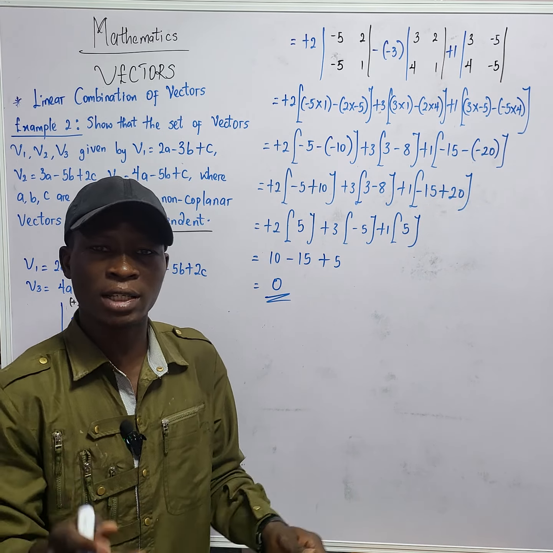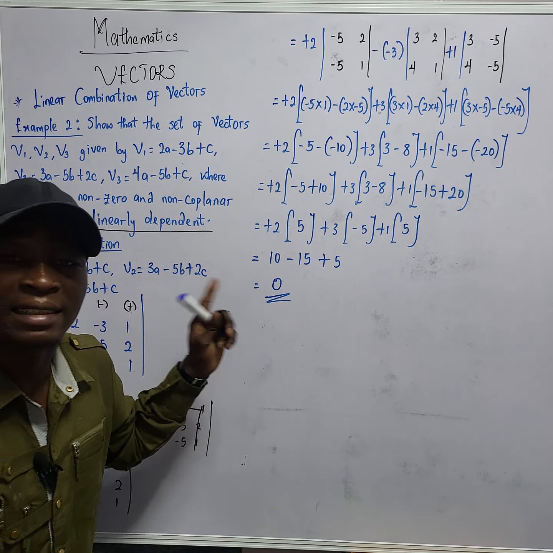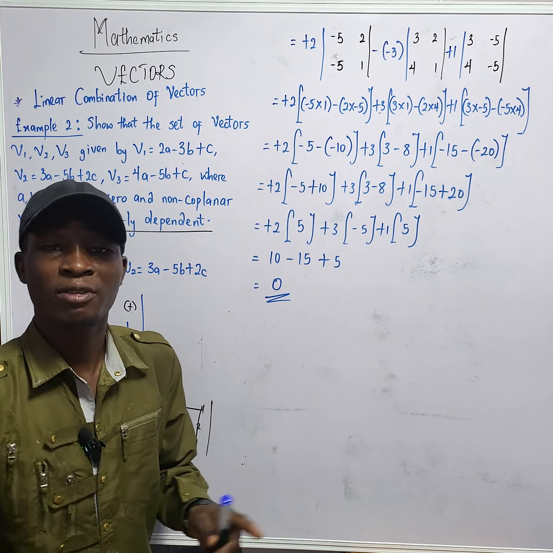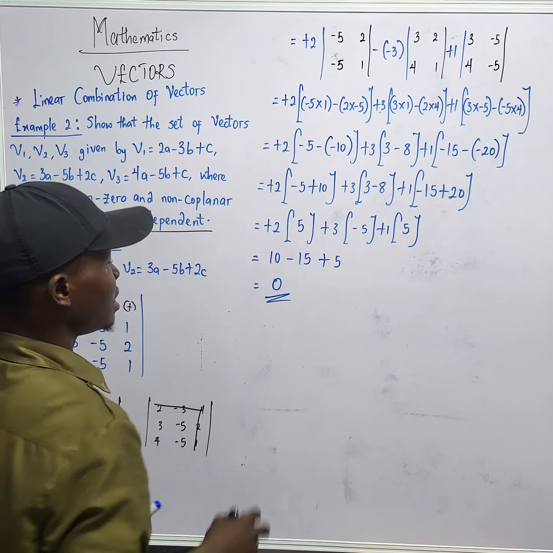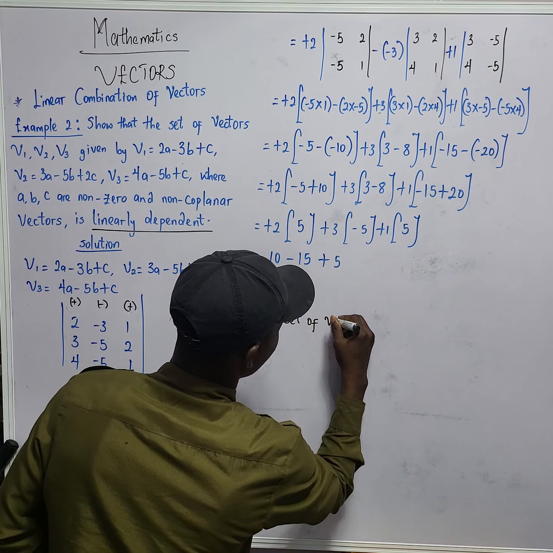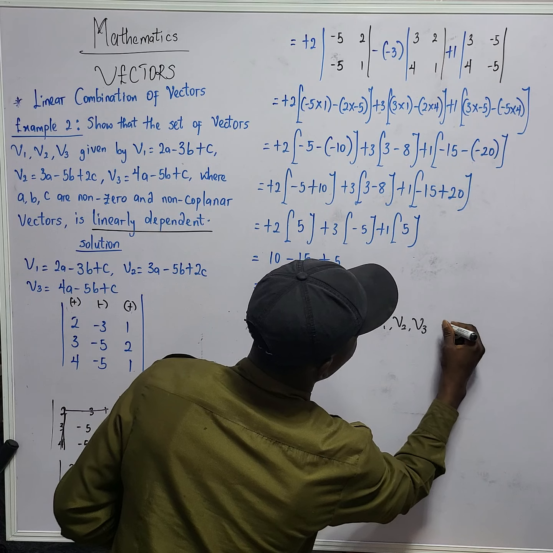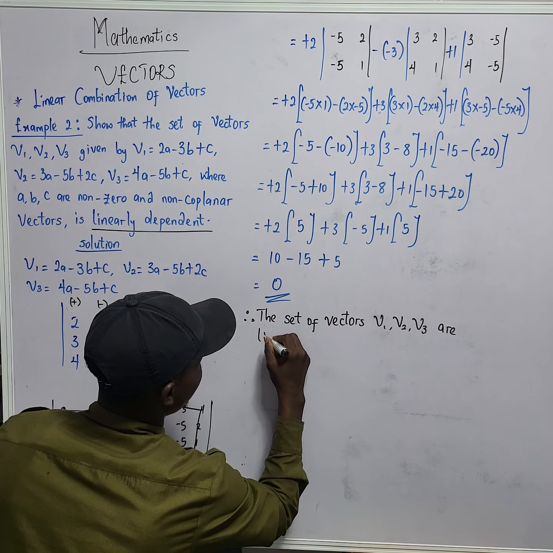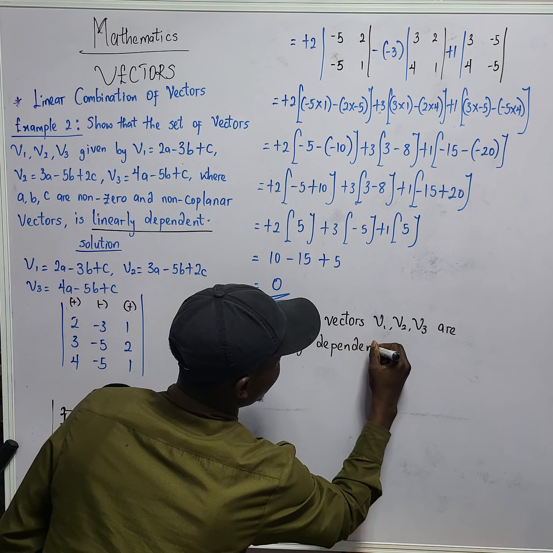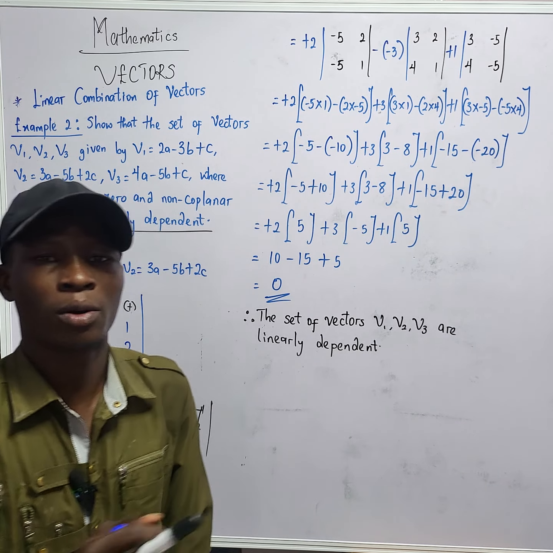So you see that it's actually true. It's actually true that this set of vectors v1, v2, v3 are linearly dependent. Do you see the difference between the two? If you are solving for linearly dependent, your determinant must give you 0. If you are solving for linearly independent, your determinant must not be equal to 0. So we can just say, therefore, the set of vectors v1, v2, v3 are linearly dependent.